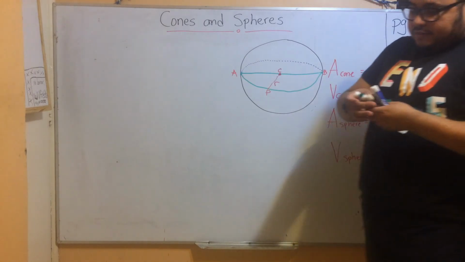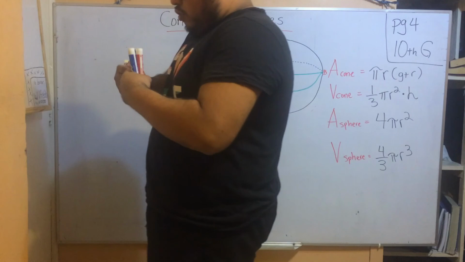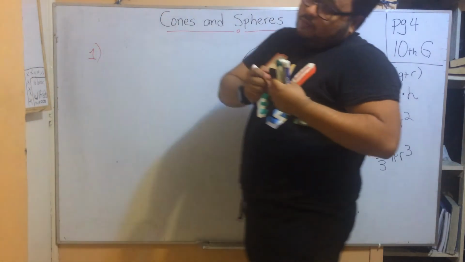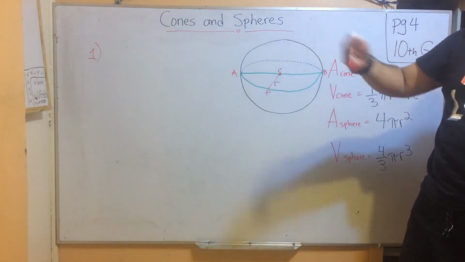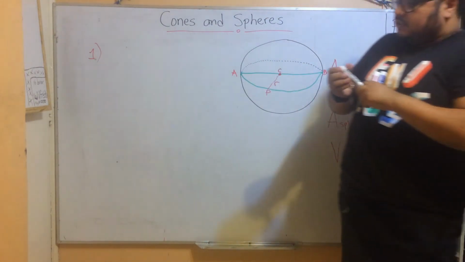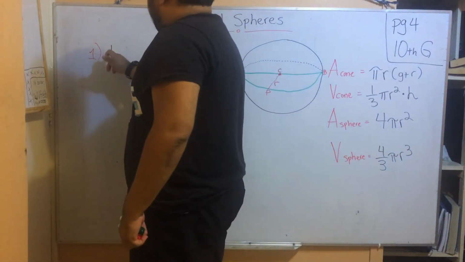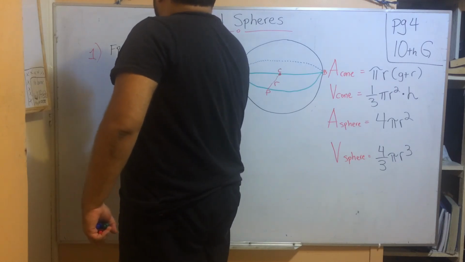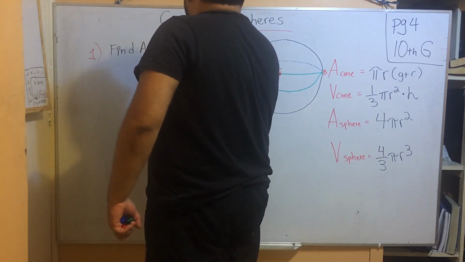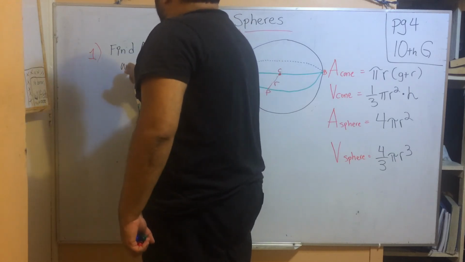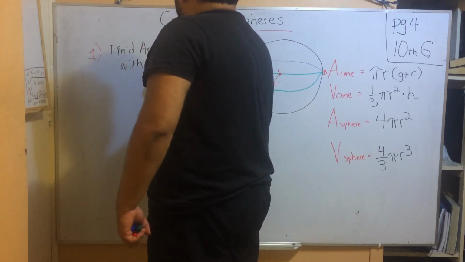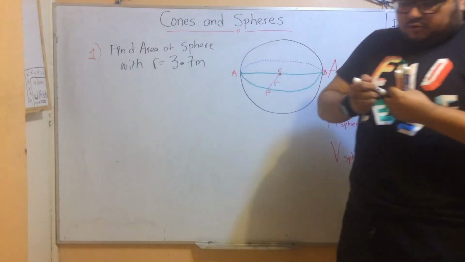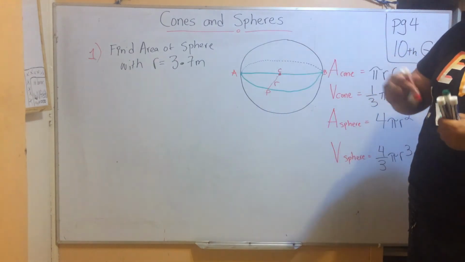So when we work on exercises, they're going to give us the radius. They might give us the volume or the area, and then we'll have to solve for the radius. But in this case, we're just focused on the area. So, find the area of a sphere with radius equal to 3.7 meters. And we'll find the volume as well.